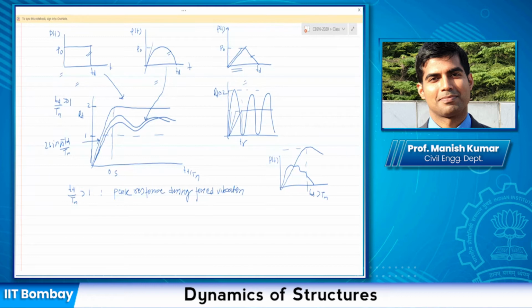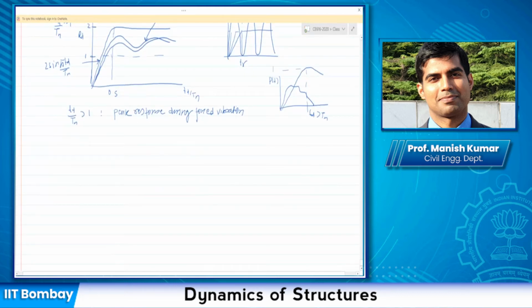Now we are going to consider the other case in which Td by Tn is smaller than 1. Let us consider any arbitrary pulse which looks something like this. Not a very good pulse, let us do it like this. So this is any arbitrary pulse, and let us say Tn is here. This is Td. Now Td by Tn is much smaller than 1. For these cases we have already discussed that peak response occurs during the free vibration phase.